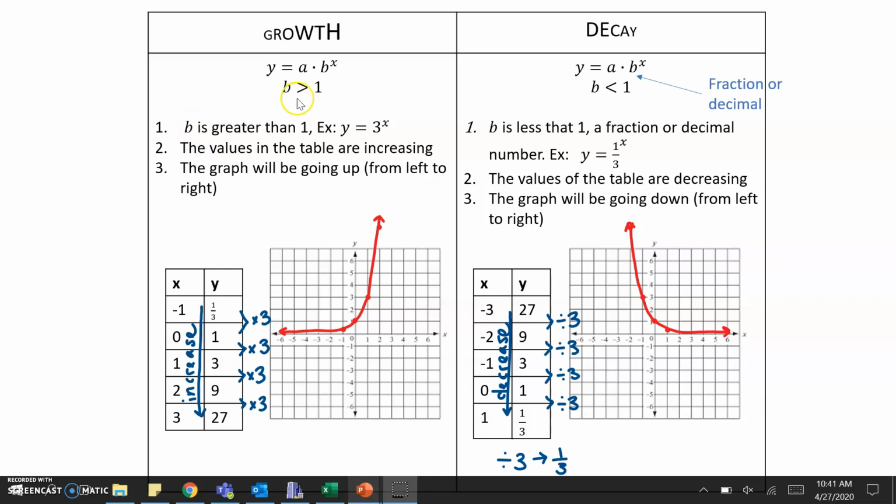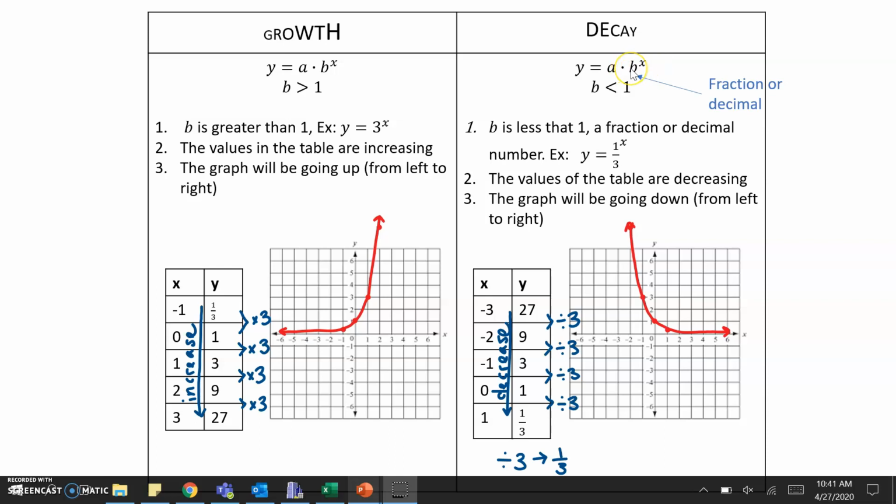For exponential growth, a times b to the x, your b, the number next to x, is going to be bigger than 1. So for example, 3 to the x, right? That means that my table is going to be increasing by multiplying by 3 every time. And when I see that on the graph, my values are going to be going up. They're going to be increasing. Okay, so b is greater than 1, which means that your table's increasing, and it means that the graph is going up. If you look at it from left to right, it makes that sort of L shape.